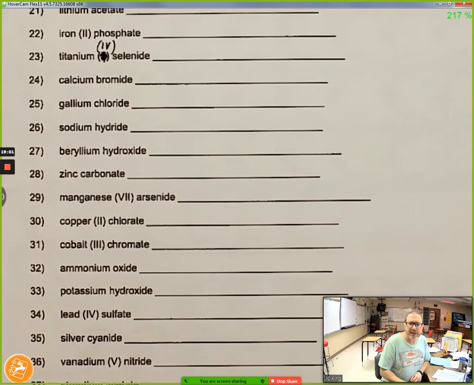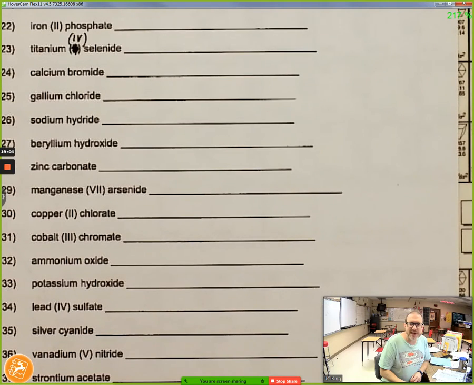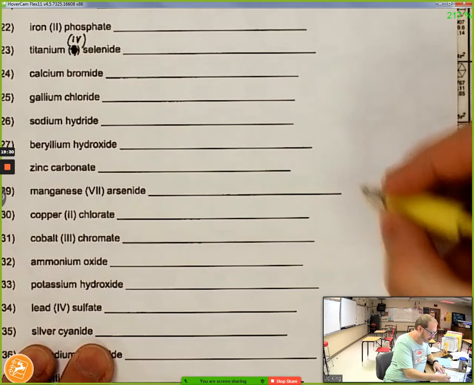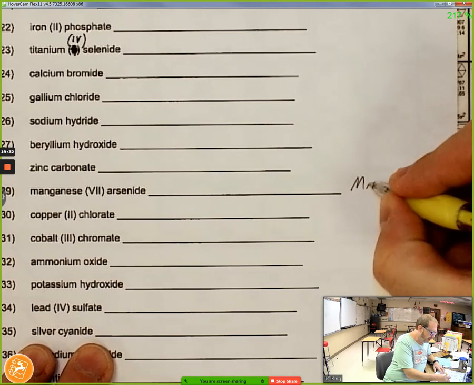So let's do manganese 7 arsenide. Now, here's the spoiler. If it gives you the Roman numeral, when you're going this way, it actually makes it a lot easier, and I'm going to show you why. Because what I have to do is I have to go find the symbol for manganese, and I have to find the symbol for arsenide. So manganese, the positive one, I find just by looking on the periodic table, and I see that it's got the symbol Mn.